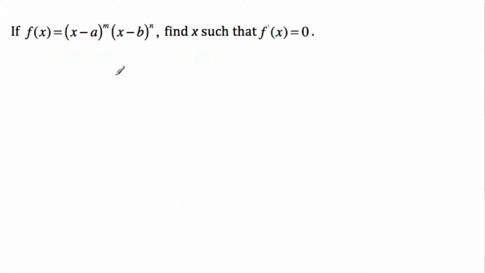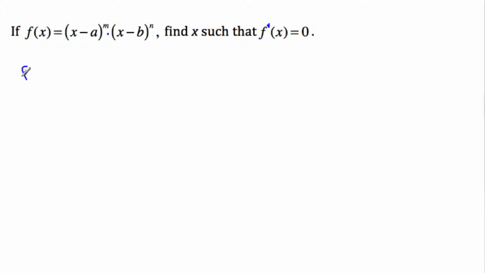Hi, this is an interesting question. It says f of x is equal to (x minus a) to the m, times (x minus b) to the n. Find all values of x such that f prime of x equals 0. So we can see here that we have a product rule.